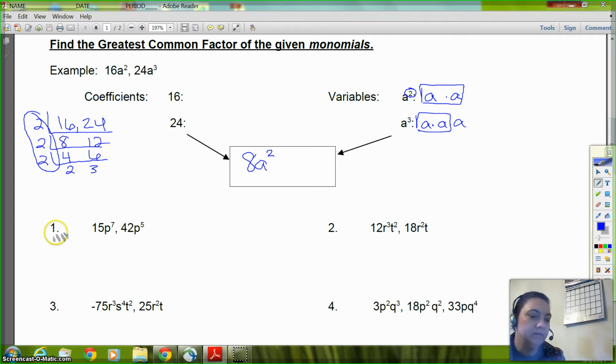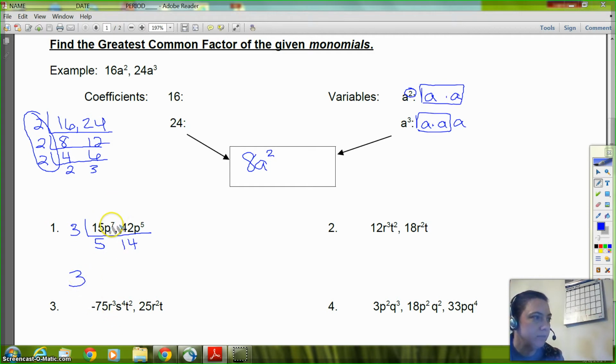Okay, number 1. I'm going to go ahead and do my ladder method on the coefficients. They can't both be divisible by 2, so my next prime number is 3. And I can divide by 3. I get 5 left over, and I get 14 left over. I can't divide by 3 anymore, and I can't divide both of them by 5, so that means I'm done. Can't go above 5. So my coefficient, the greatest common factor, is going to be 3.